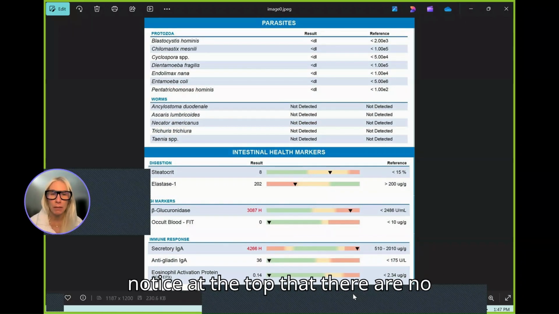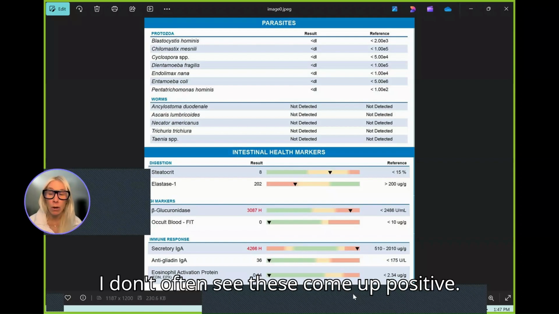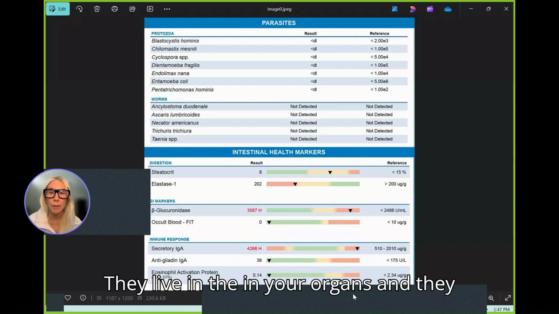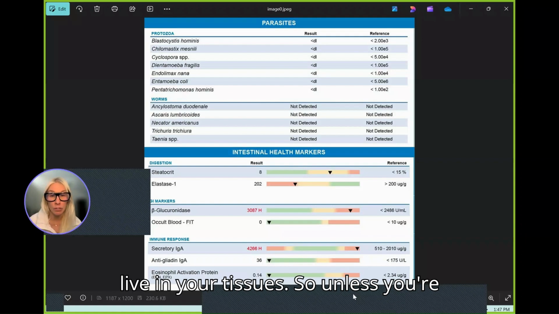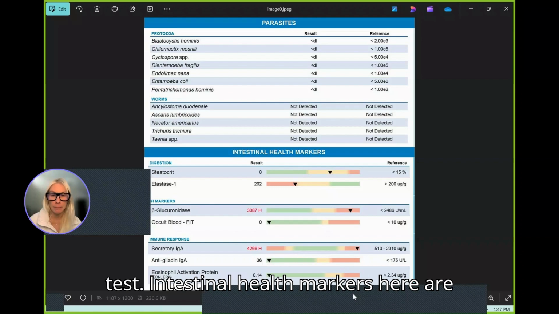We take a look here on this page at some of her intestinal health markers. You'll notice at the top that there are no parasites or worms, protozoa. I don't often see these come up positive. It's very hard to stool test for parasites. They don't live in your stool, they live in your organs, and they live in your tissues. So unless you're provoking them, we rarely see them on a test.